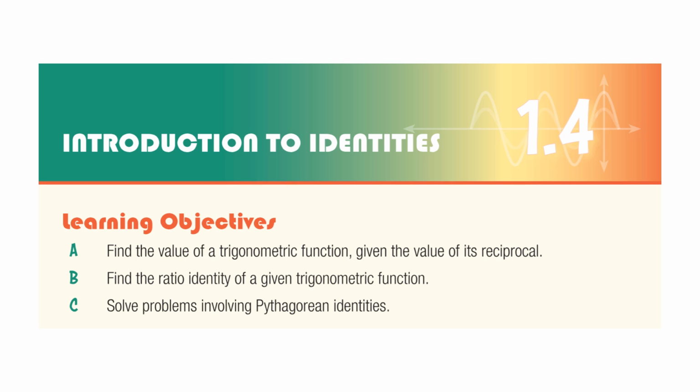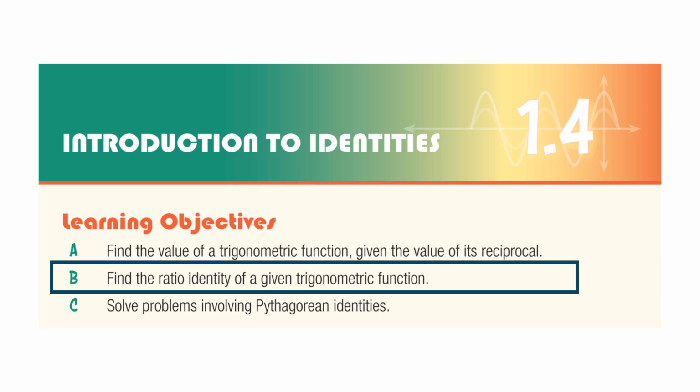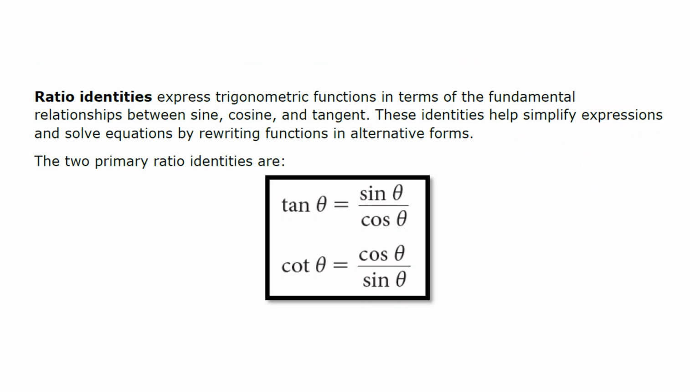Now let's look at the second objective. Find the ratio identity of a given trigonometric function. Ratio identities express trigonometric functions in terms of the fundamental relationships between sine, cosine, and tangent. These identities help simplify expressions and solve equations by rewriting functions in alternative forms. The two primary ratio identities are tan theta equals sine over cosine, and cotangent theta equals cosine over sine.